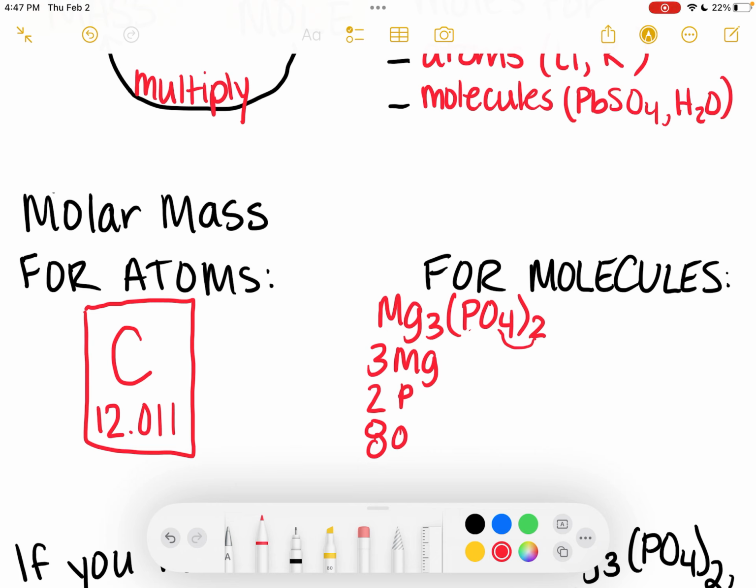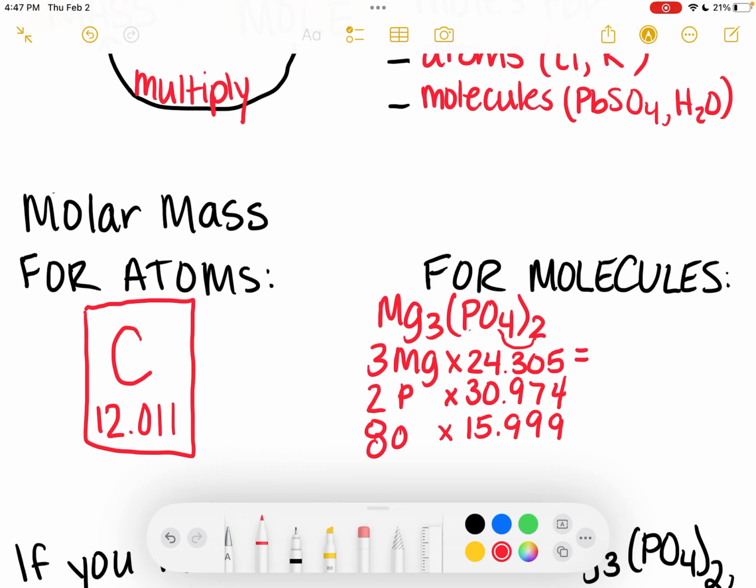You're going to go to your periodic table and find those elements on the periodic table. Each magnesium atom weighs 24.305 grams. Each phosphorus atom weighs 30.974 grams. And each oxygen weighs 15.999 grams. So we're not rounding anything yet. We're going to now expand.